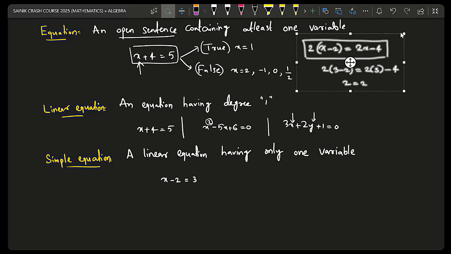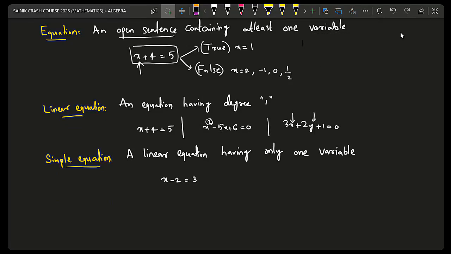So understood, Vishnu, what is equation? It should be true for some values of x and it should be false for some other values of x. Aryan, what's your doubt? Sir, in linear equation, what do you mean by degree? Maximum degree should be 1. That means the variables should not have more than 1 degree, 1 power.